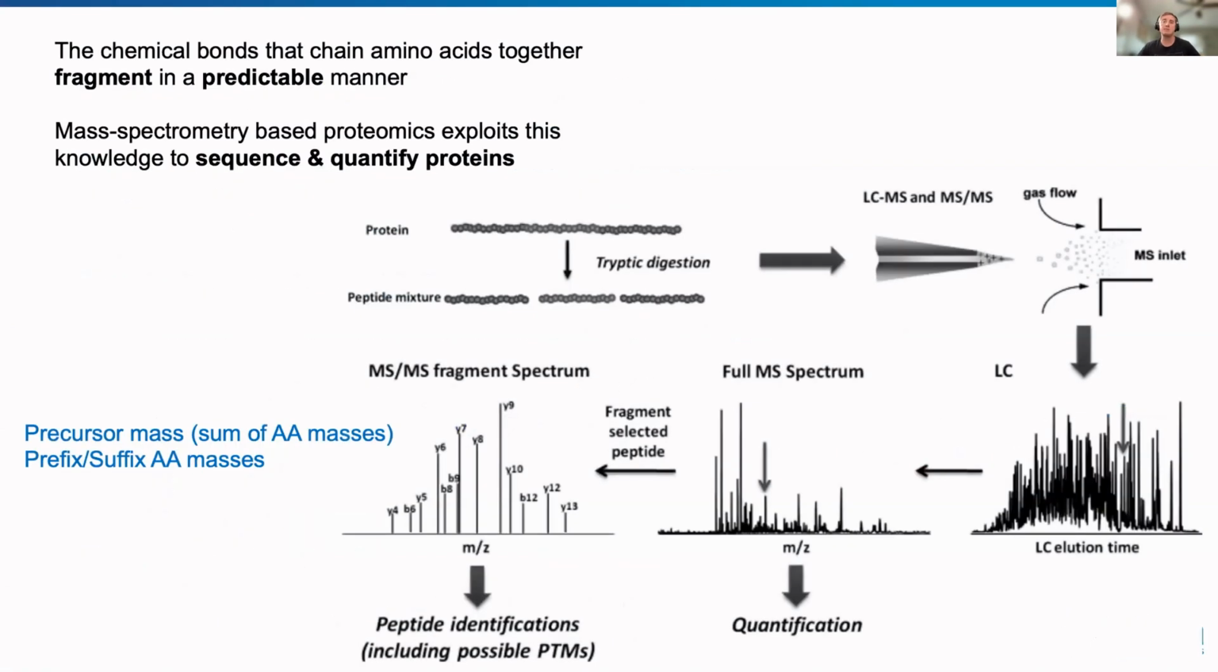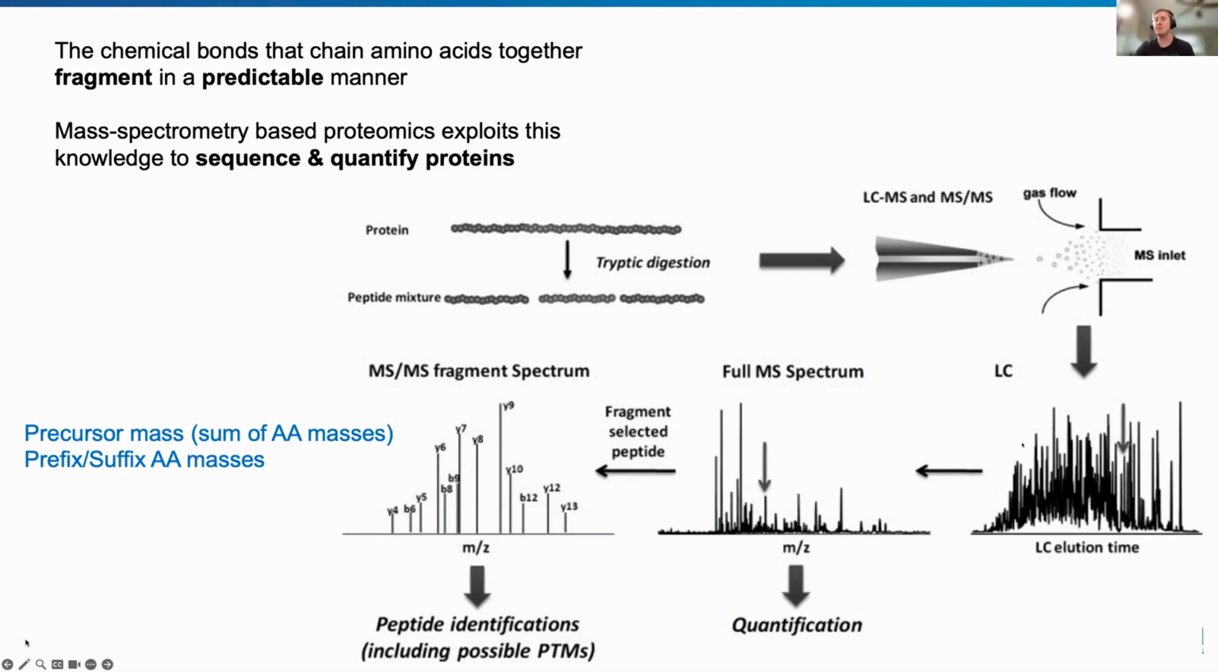In a typical proteomics experiment, we want to leverage this information about those predictable fragmentation patterns to sequence proteins in a sample. So we take our proteins, we chop them up with an enzyme into small peptide sequences. So again, these are strings of amino acids, but now they're small enough that we can actually shoot them into a mass spectrometer and measure their mass over charge.